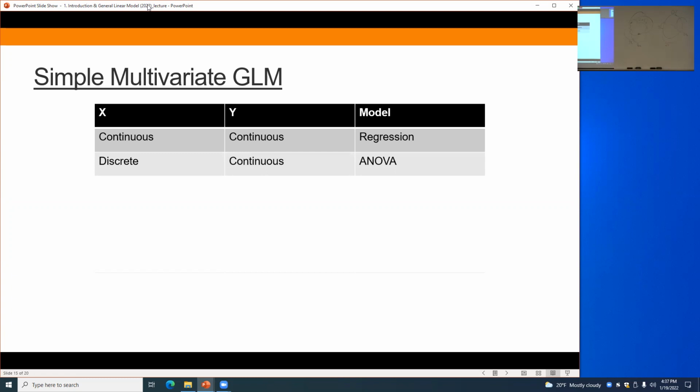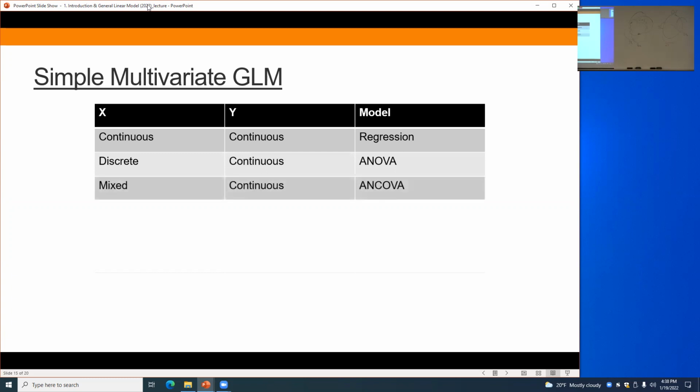This is my ANOVA. In my one-way ANOVA, I've got some grouping variable, condition 1, 2, and 3. I'm looking at that nominal variable and its relation to some continuous outcome. If I've got a mixture of continuous and categorical X's and a continuous outcome, we're talking about an ANCOVA. This is an interesting model, kind of a marriage of regression and ANOVA. We'll talk about that as we get towards the end of the semester.